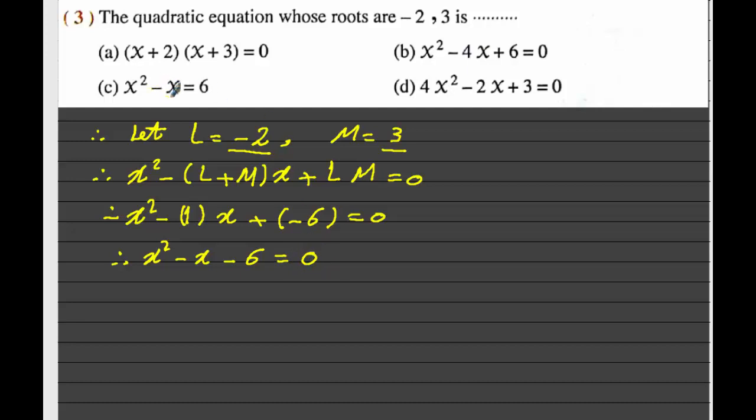Back to the question again. Here in C, we have x squared minus x equals 6. That means x squared minus x minus 6 equals 0. And here is the same equation. So the solution will be in letter C.